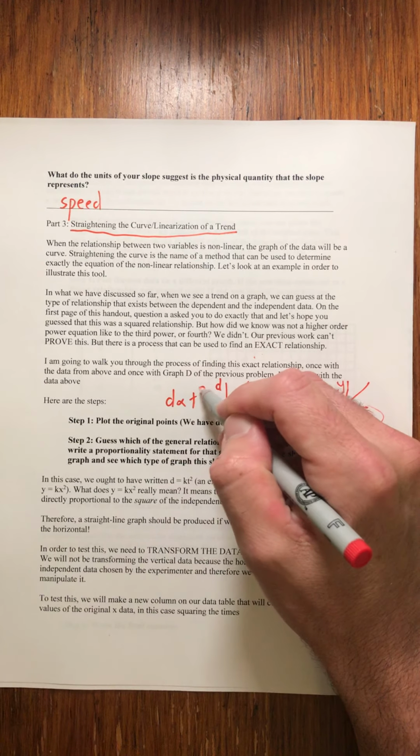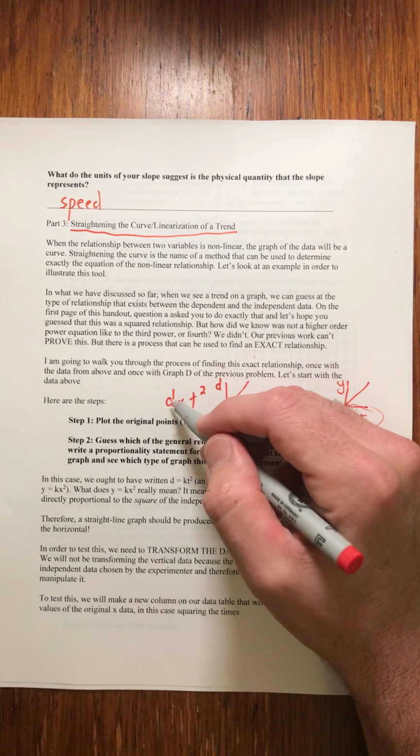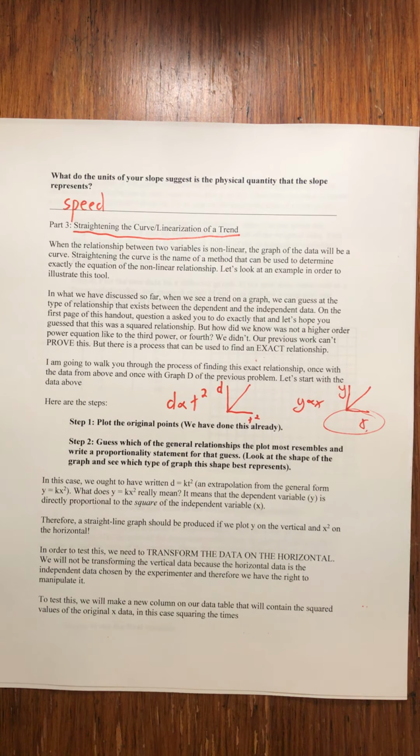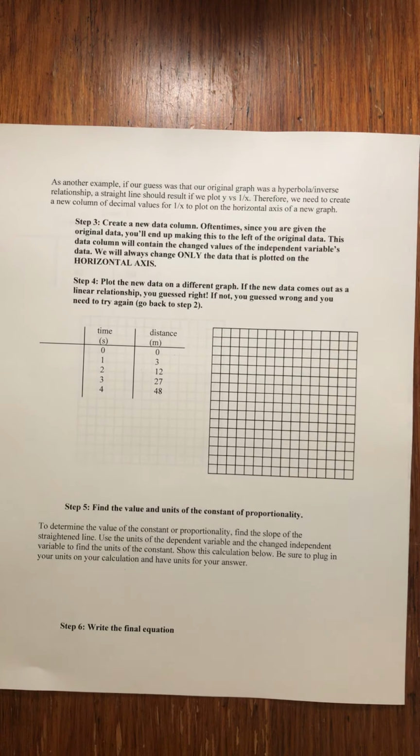Well, from that original thing, I had distance versus time, I'm going to make it distance versus time squared. So I need a new column of data that has time squared. By the way, that's what all of this text says to do.